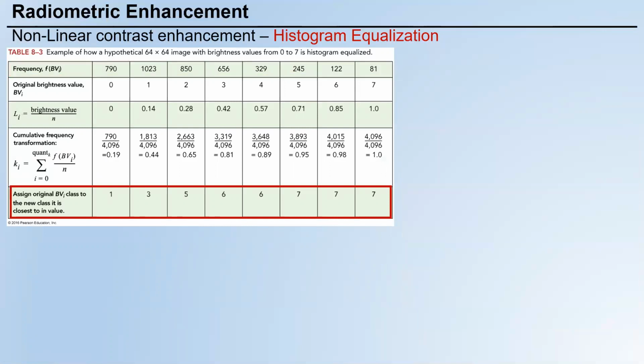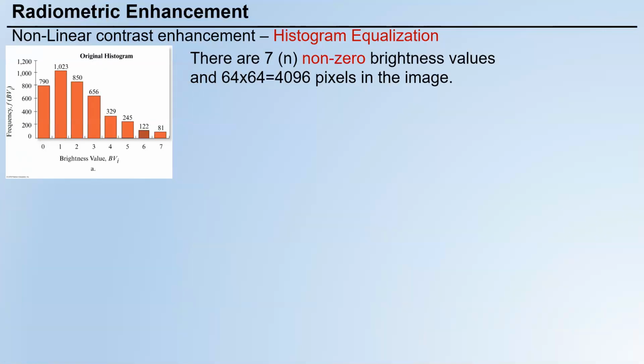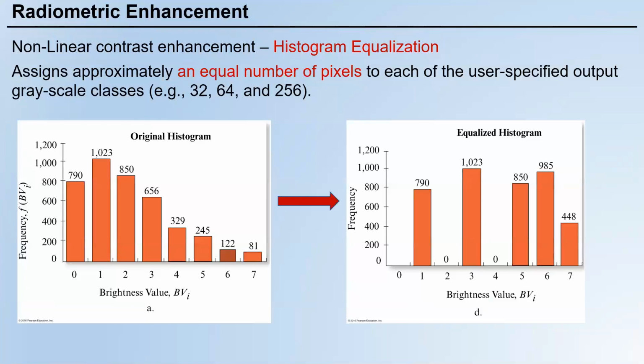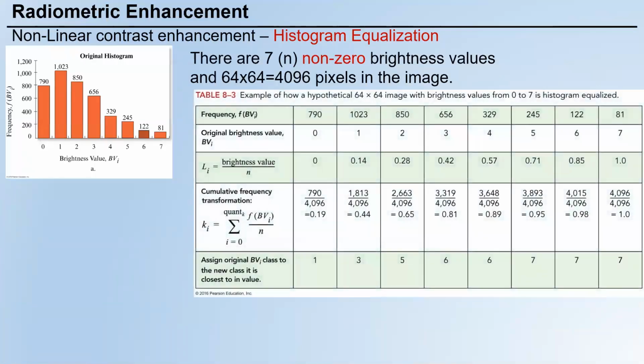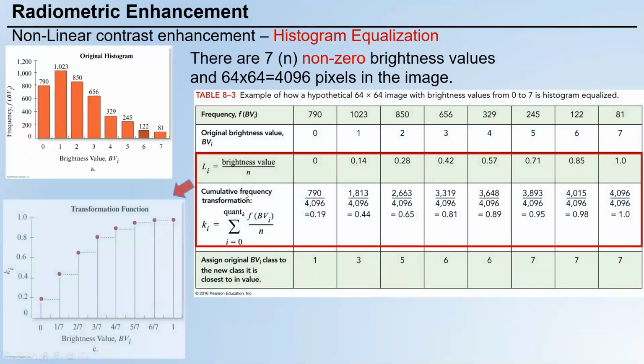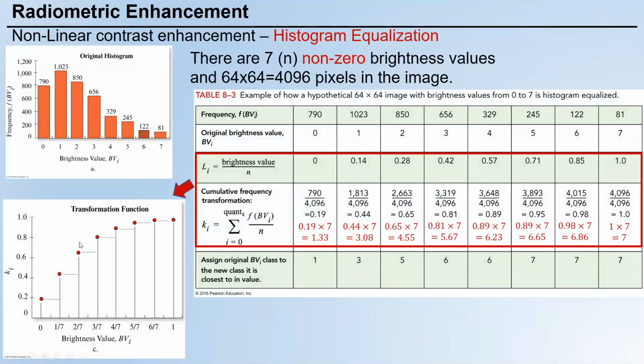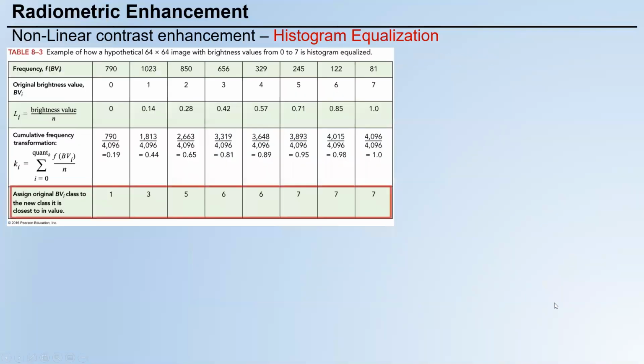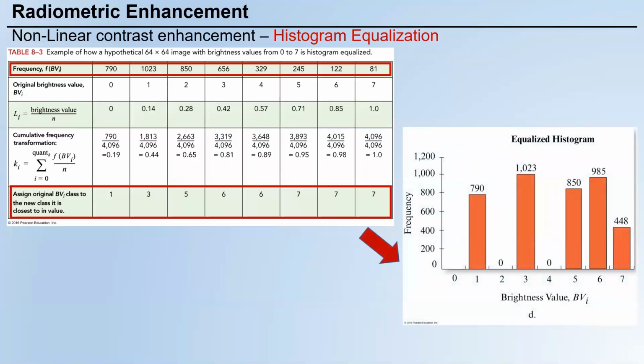If I get back to this slide, this is what you do. From original histogram to equalized histogram, you need to finish this table. The most important part is cumulative frequency, and you use this calculation to decide the new value for all pixels. Then you use the new values to redraw the histogram.